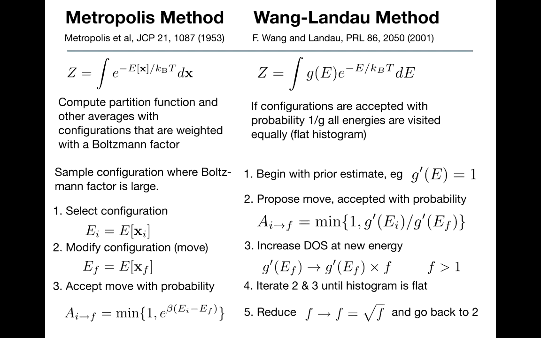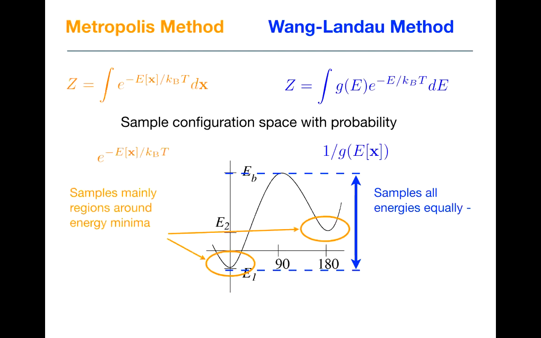And then we iterate this until we've visited all energies with equal frequencies, so that is until we have a flat histogram. And we reduce then this update factor, and it can be shown that as this update factor F approaches unity, this procedure converges to the actual density of states of the system.